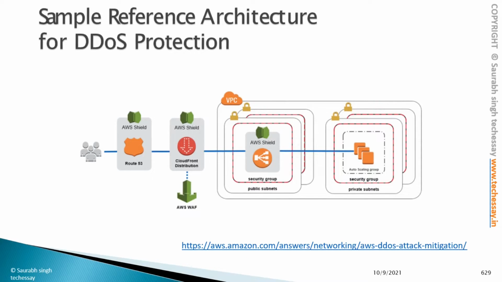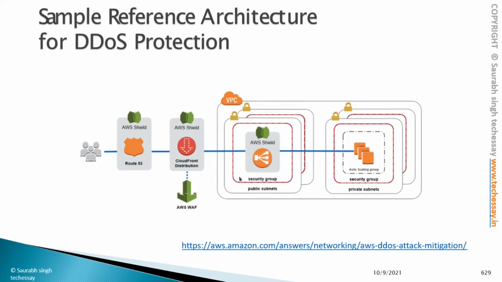So let's try to understand this sample reference architecture for DDoS protection. We have some users and we are using Route 53. Then Route 53 can be protected by AWS Shield, and here our CloudFront distribution can be protected by both AWS Web Application Firewall and AWS Shield. And here in our public subnet, our Elastic Load Balancer is protected by AWS Shield. And here our auto scaling group.